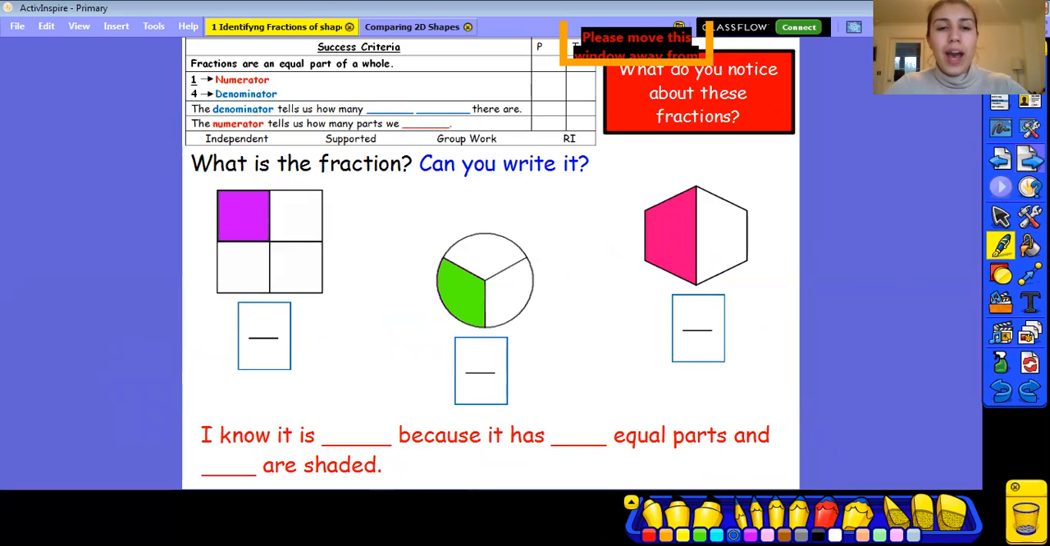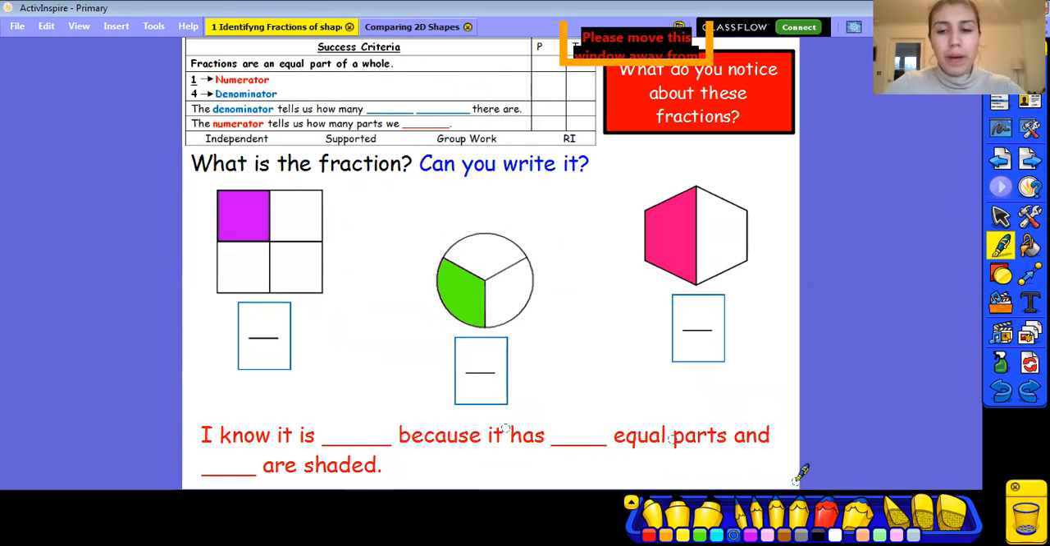Fantastic. So how about you, I tell you what, I'll go through the first one and then you can pause the video and go through these yourself. So let's work out what this fraction is. Now, like I said, a fraction is written with a number on the top, which we call the numerator, a line, and then a number on the bottom, which we call the denominator. Now, the denominator is what we should look at first. This tells us how many equal parts there are in the whole.